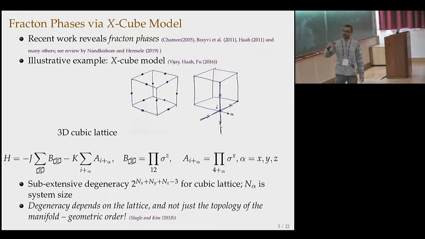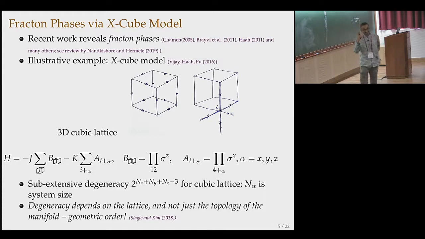And this problem, of course, turns out to be interestingly exactly solvable and so on, because it's integrable. And the interesting thing about this is that this model on this cubic lattice with periodic boundary conditions has a sub-extensive degeneracy. So what do I mean by sub-extensive? If I take a box whose size is nx in x direction, ny in y direction, and nz in z direction, the degeneracy, of the ground state or any other excited state, turns out to be 2 to the power some number which depends not on the system size, but on some lower power of the system size. So this is what we mean by sub-extensive degeneracy.